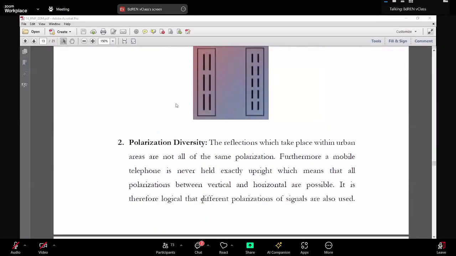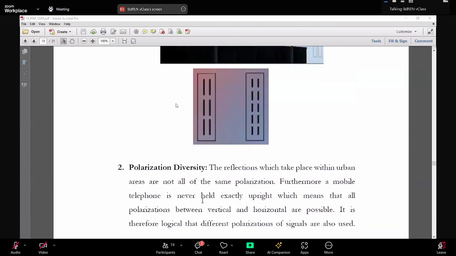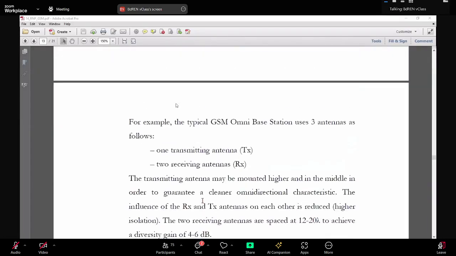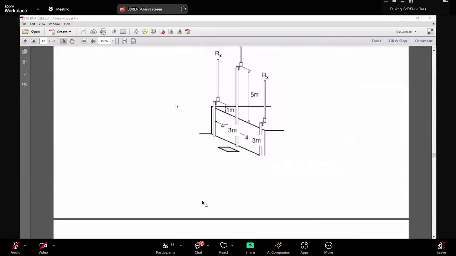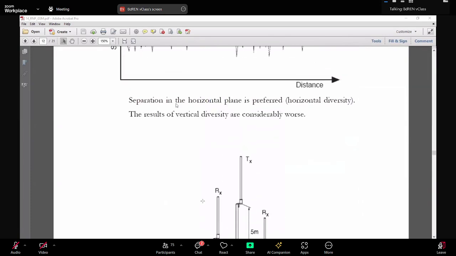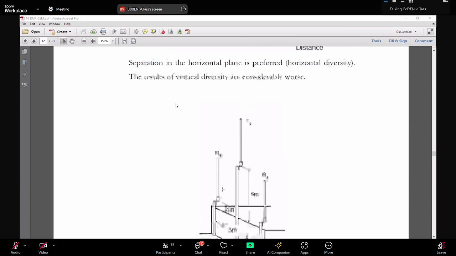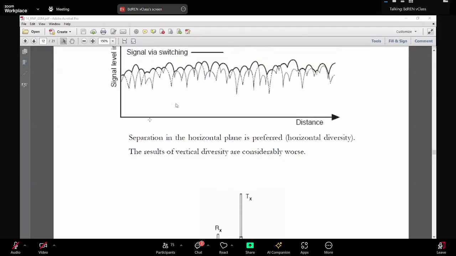Now, the diversity can alternatively be implemented using variation in polarization. Instead of using two antennas with some space, all we need here is to have a different multipath environment with respect to the two receive antennas. So the receptions are different, and we keep selecting the better one.